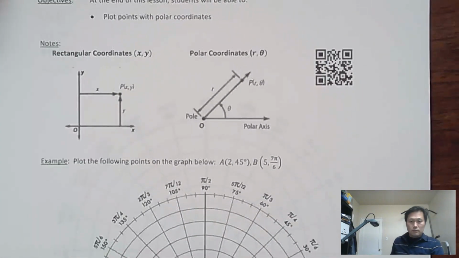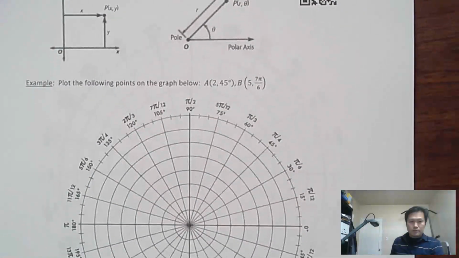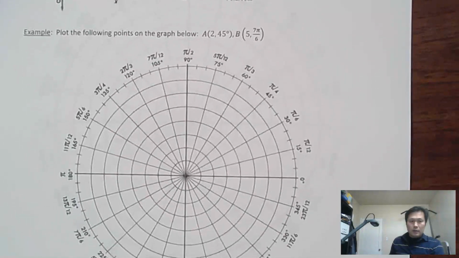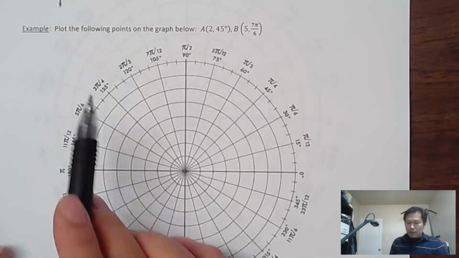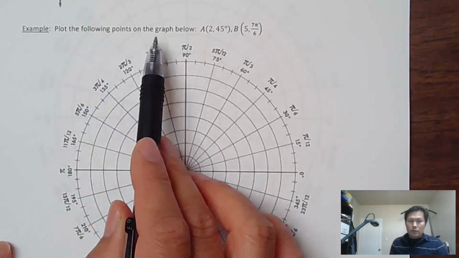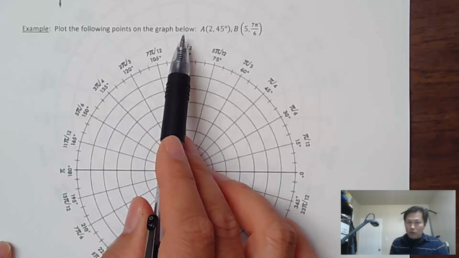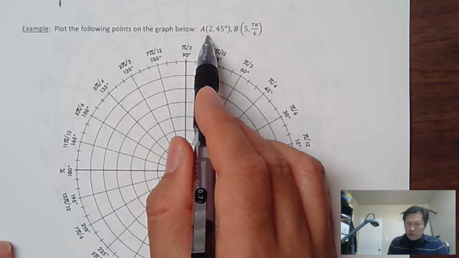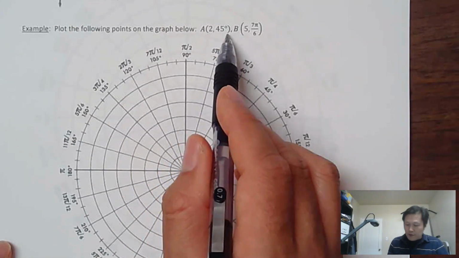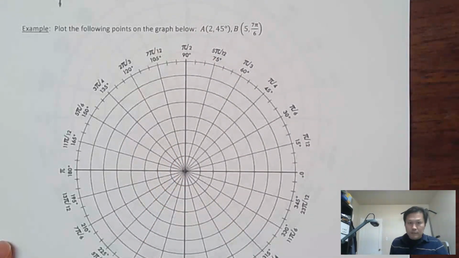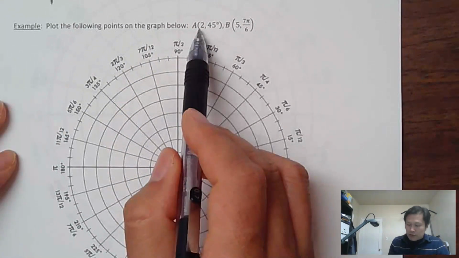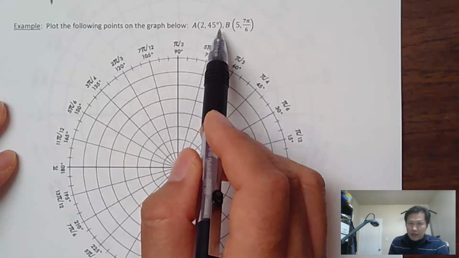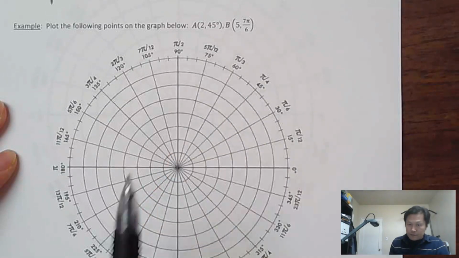So let me give you an example. Plot the following points on the graph below. These are two different questions. The first question is (2, 45 degrees). So the radius is 2, theta is 45 degrees.